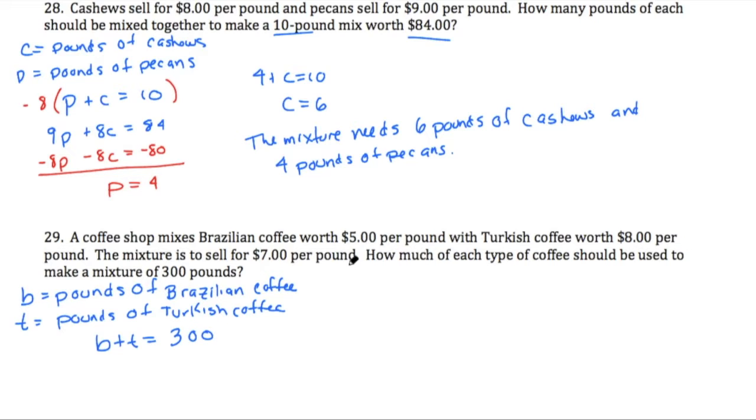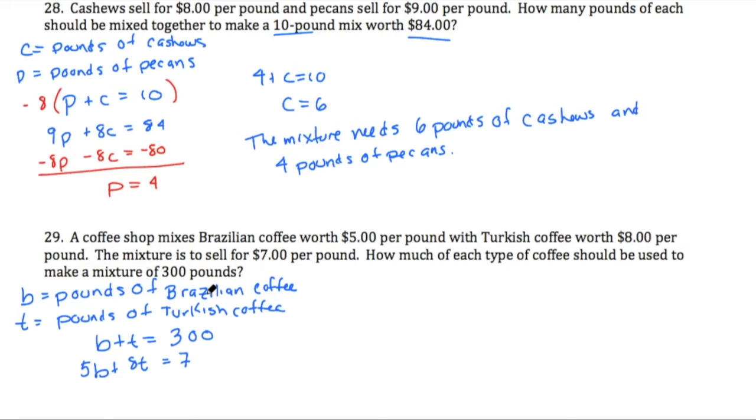Great. The next part is that the Brazilian coffee costs $5 per pound and the Turkish is $8 per pound. The final mixture is $7 per pound. So if you look at that, clearly it's not going to be that 5B plus 8T equals 7. That wouldn't make any sense. We couldn't even have a pound of each of them to make 7, let alone have them combined to 300 pounds.